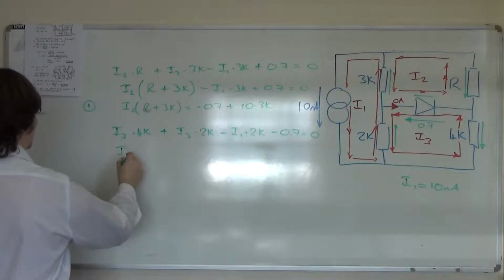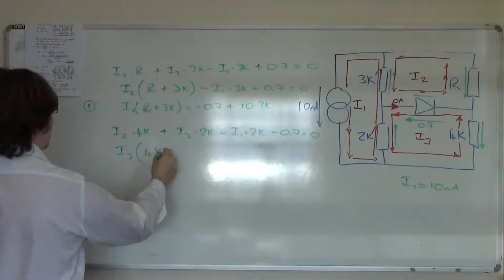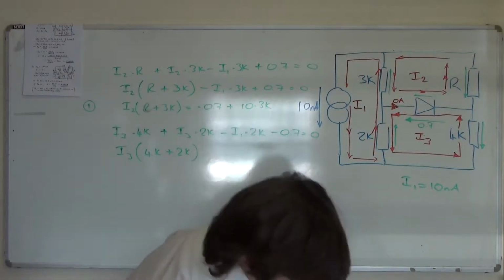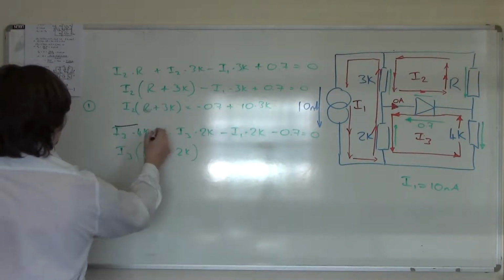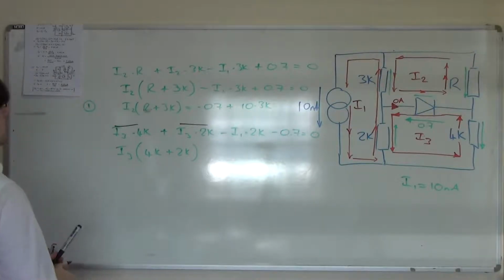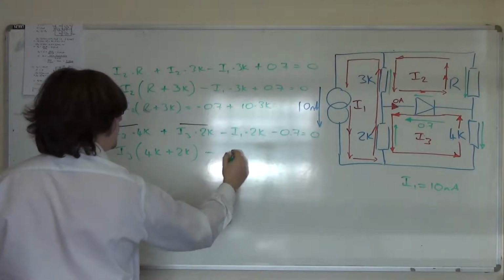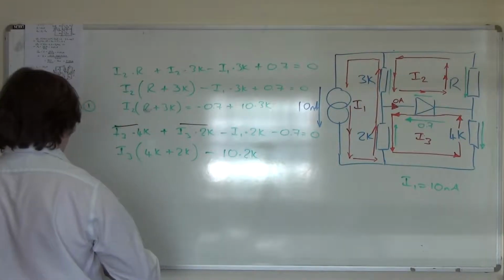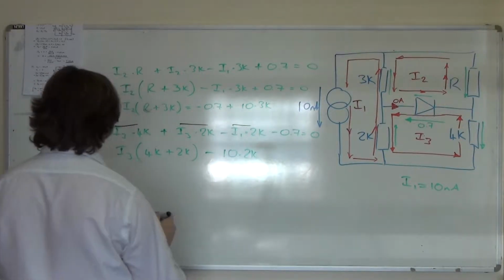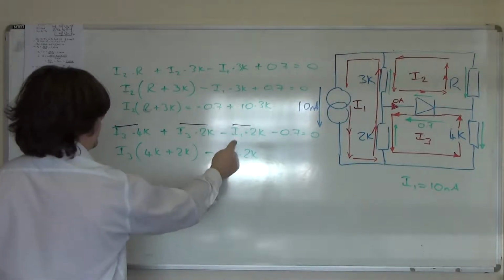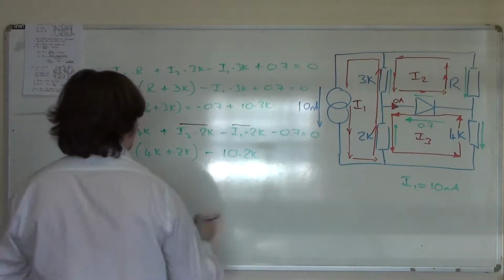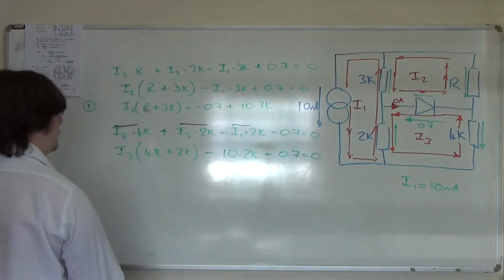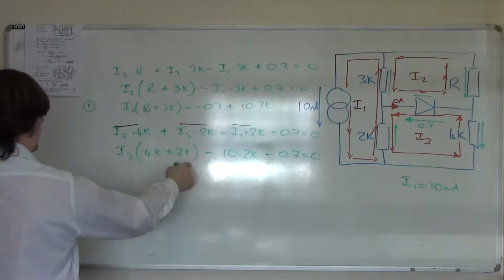So we'll do I3, open brackets, 4k plus 2k, so that's that term there and that term there, minus 10 milliamps times 2k, so that's that term there, and I've substituted in I1 as well. Minus 0.7 is equal to 0. So we'll take that lot over and divide by this bit here.